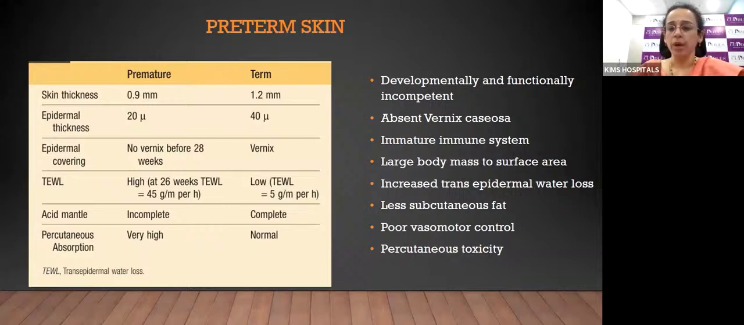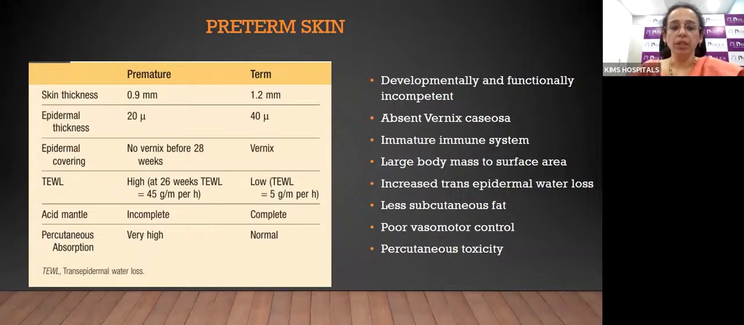If you compare with the term baby, the preterm baby's skin surface area will be large compared to the body mass of the baby, and because of the thin layer of the skin, it is also prone to increased transepidermal water loss compared to a term baby.